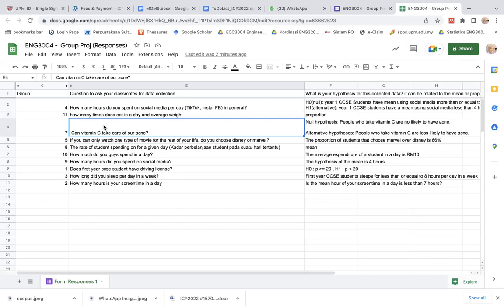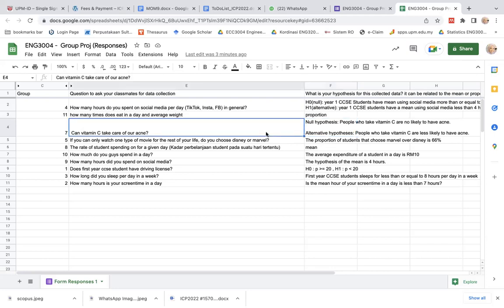Okay, number three, group number seven, can vitamin C take care of our acne? So the null hypothesis is the people who take vitamin C are more likely to have acne. And the alternative hypothesis is people who take vitamin C are less likely to have acne. So your hypothesis is okay, but we are talking about proportion here. So the probability of those who take vitamin C, you have to specify what probability, if they take vitamin C, do they have acne? Do you understand what I'm saying?